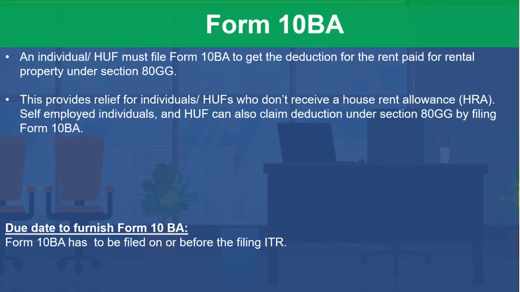Form 10BA is required to be filed by an individual who wants to claim the deduction for the rent paid for rental property under Section 80GG. This section provides relief for individuals who do not receive a house rent allowance. Self-employed individuals and Hindu undivided families can claim deduction under Section 80GG by filing Form 10BA. Form 10BA has to be filed on or before the filing of income tax return.